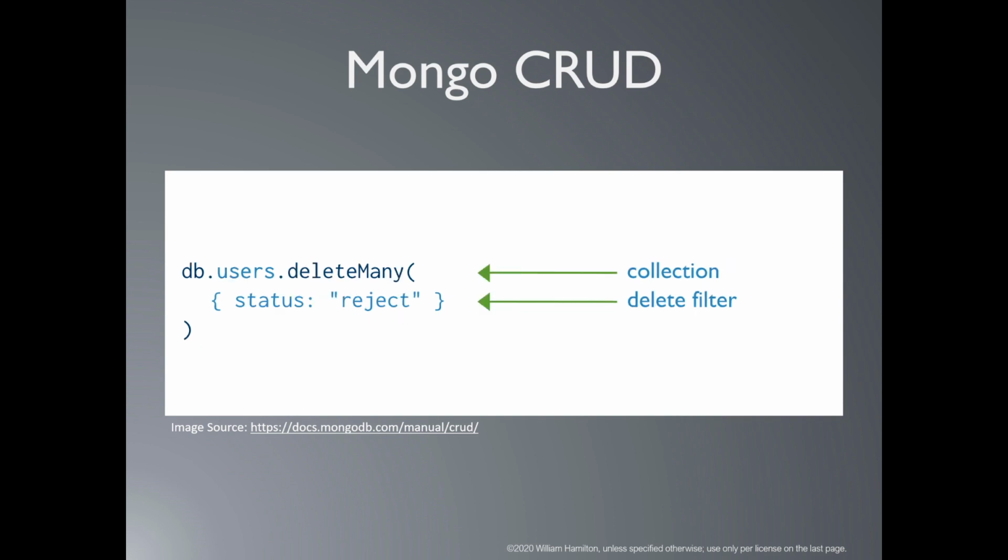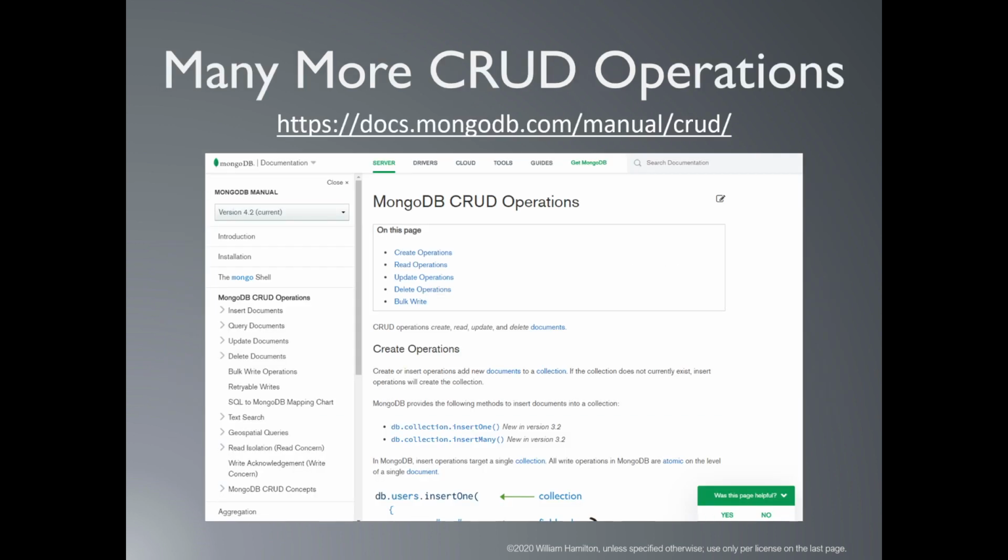Pretty simple. And then delete many, which would take the query again, and we would just delete any object that would match this filter. So there are some variations of these operations that you can look up, but these are the basic ones. There's some slight variations between like insert one, insert many, yada yada, just variations in semantics.